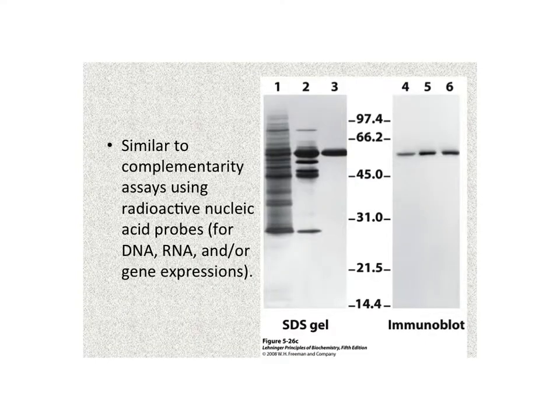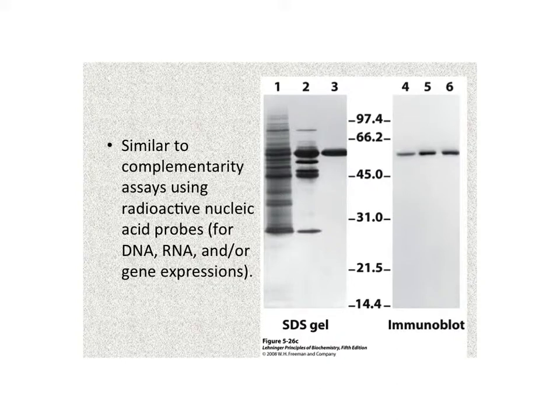This is immunoblotting, and it's very similar to the complementary assays that use radioactive or fluorometric nucleic acid probes for DNA and RNA for gene expression, so that's similar to a Southern blot or a Northern blot. You run your SDS gel, then you incubate that with the antibody of choice for whatever protein you're trying to find.